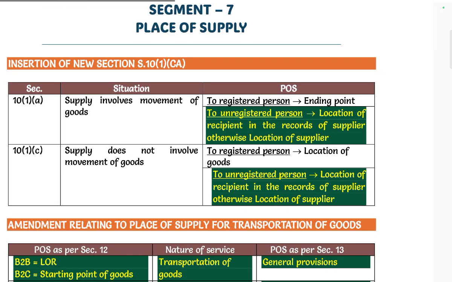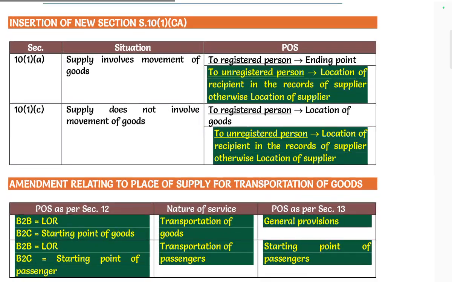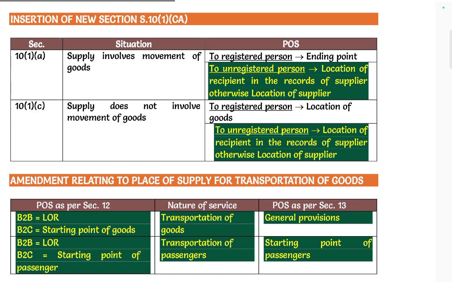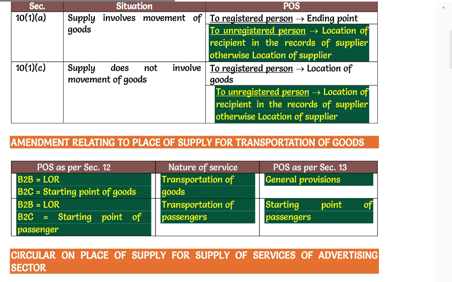insertion of new section 10(1)(c), 10(1)(a), 10(1)(c). Supply involves movement of goods from registered ending point to unregistered person location, recipient records of a supplier, otherwise location of supplier. Section 1 says supply does not involve movement of goods to unregistered person location, then the location of the recipient in the supply records, otherwise location of supply.